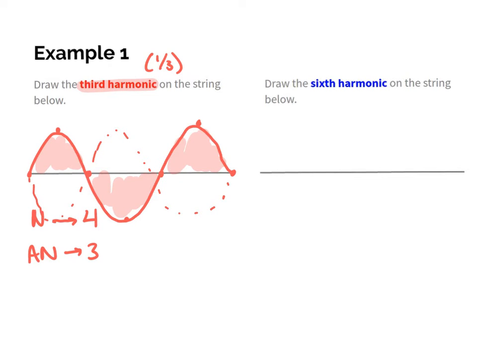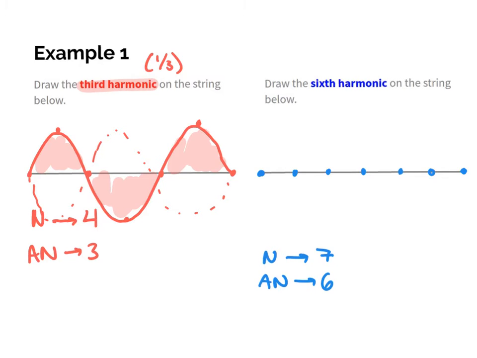Okay? Now, next one says draw the 6th harmonic. So the 6th harmonic, again, it's all about the number of nodes and antinodes. Give myself a little more real estate here. So know that we're going to have 2 nodes at either end. And again, if it's the 6th harmonic, that means we're going to have 7 nodes and 6 antinodes. This one's going to be a little bit more difficult to draw, but we're going to take this length of string and split it into 6 equal parts.